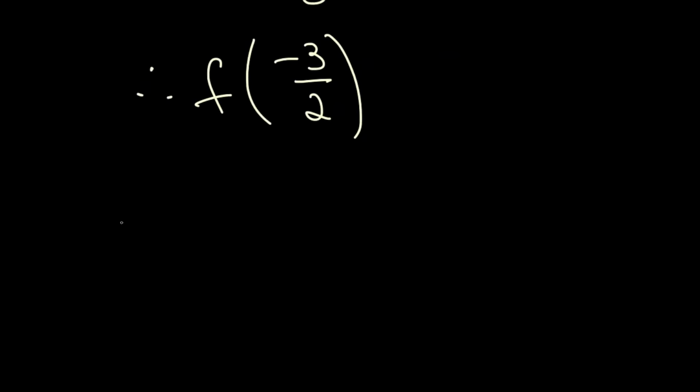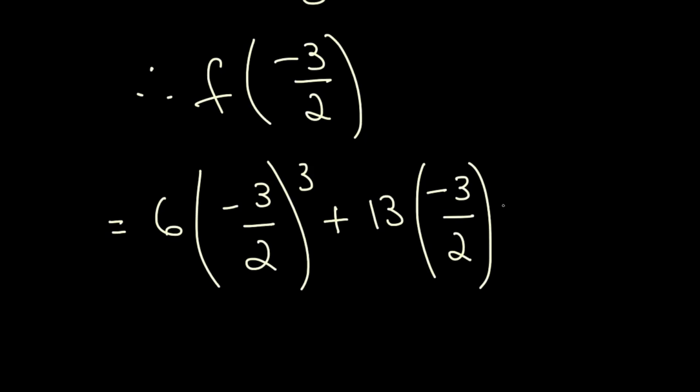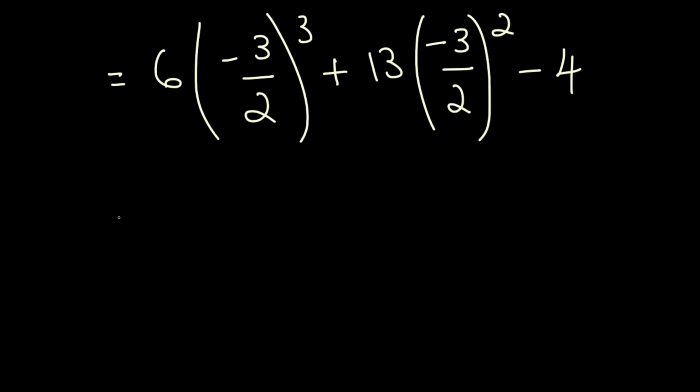F of minus 3 over 2 is simply inserted back into the expression. That gives you minus 3 over 2 cubed, because we have 6x cubed plus 13x squared, with x substituted as negative 3 over 2, and then you simply have a minus 4 as your constant. Move along and start solving.